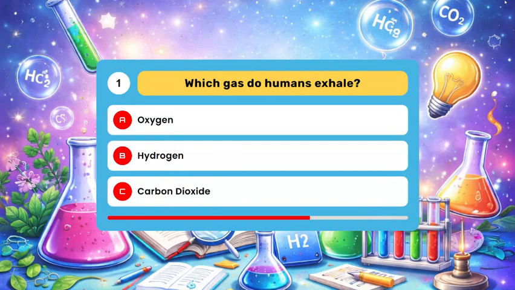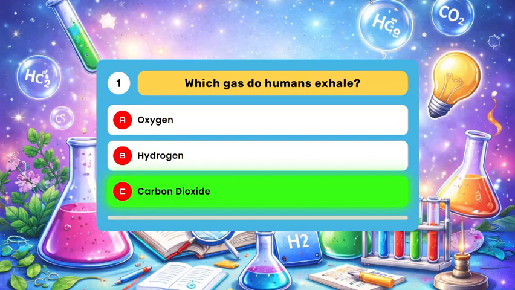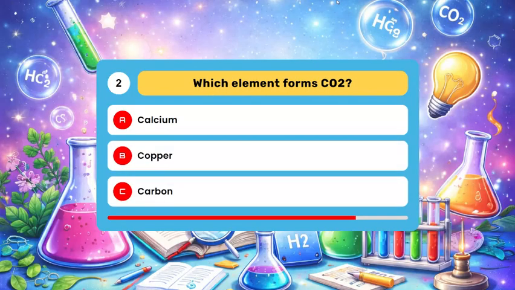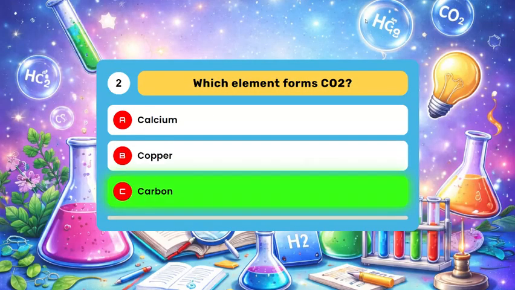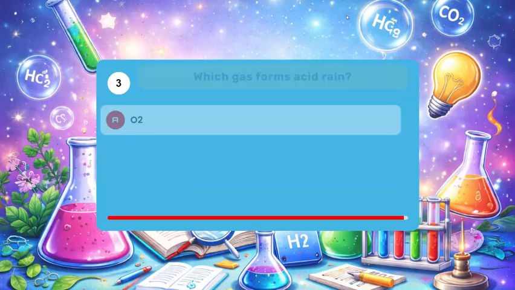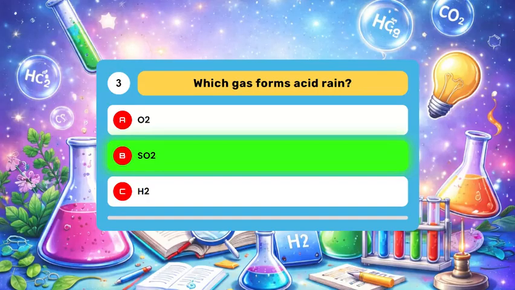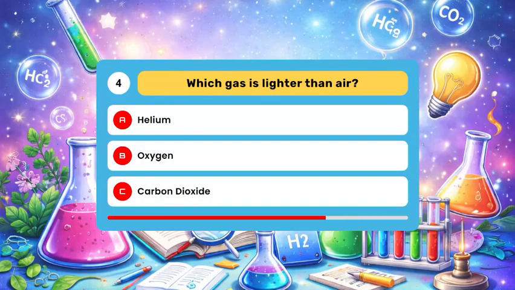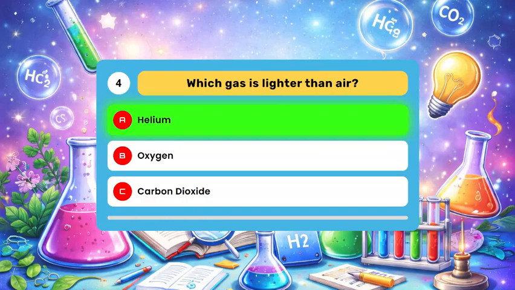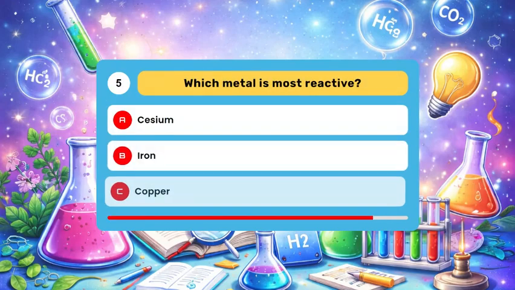Which gas do humans exhale? Carbon dioxide. Which element forms CO2? Carbon. Which gas forms acid rain? SO2. Which gas is lighter than air? Helium. Which metal is most reactive?